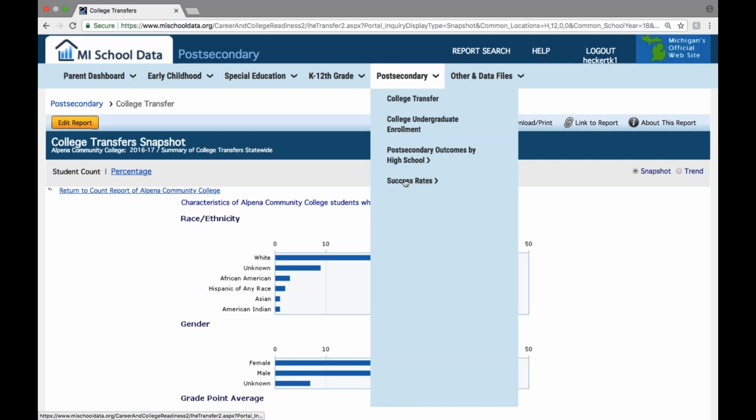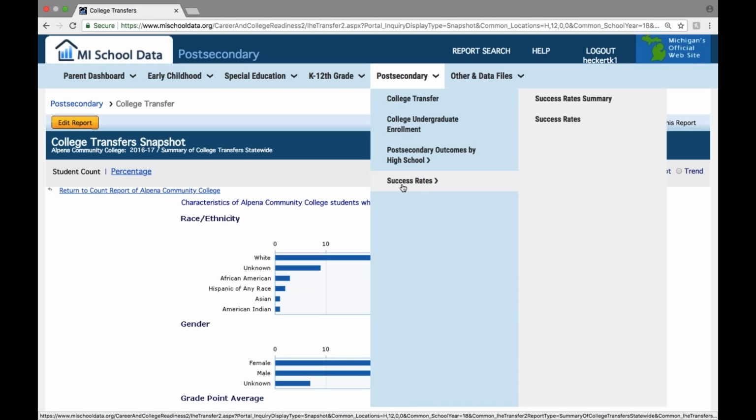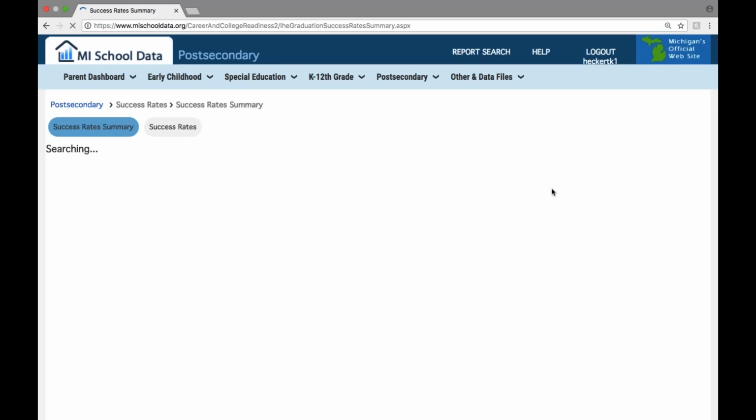I'm going to go ahead and jump to what we have for success rates. These are the post-secondary success rates that CEPI worked with MCCA, the universities, our legislative, not legislative, but our state budget office team. And we really came together to determine how we define success in Michigan. Let me jump to this kind of success rate summary page.